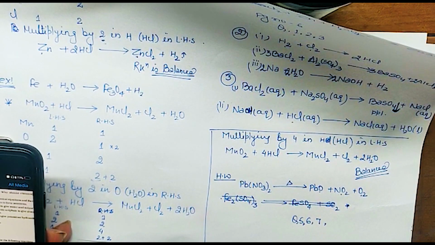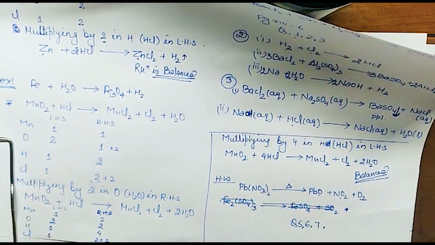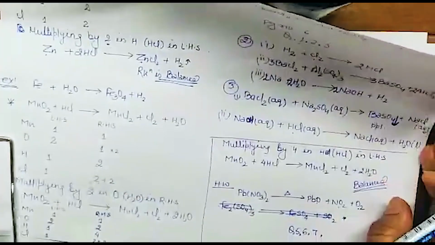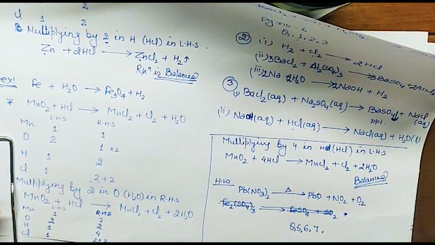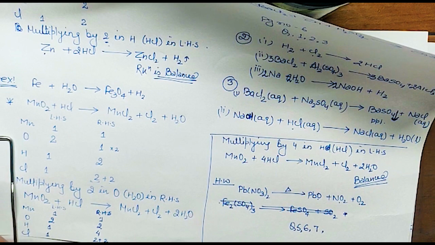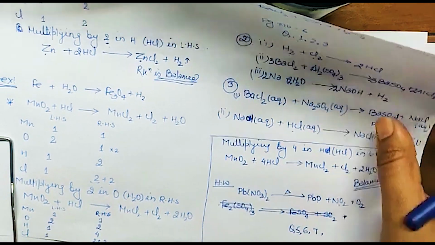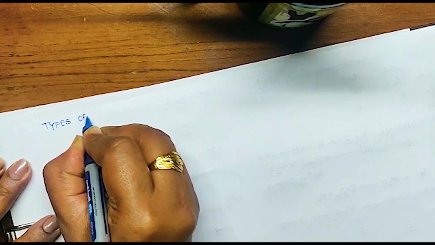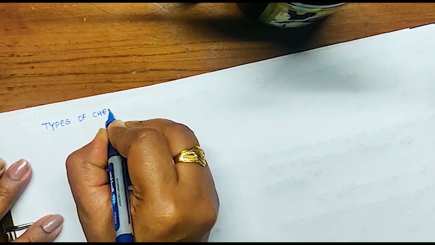Okay. So this is the balancing, and I hope if you practice it, it will be clear. So just hoping that you are practicing it. Okay. Practice a lot. As much as you practice, you will be an expert in this. Got it? Okay. So now we are going to start the new topic, that is types of reaction. Types of chemical equation.